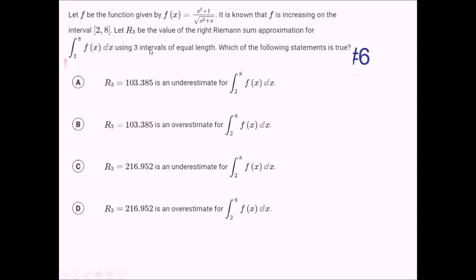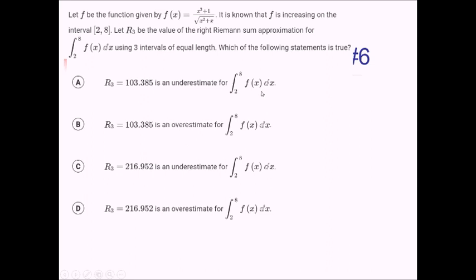All right, so we want to know which of these statements down here is going to be correct. And these statements, the main difference between them, if you look at them closely, we have 2 different possible values of R3, this 103 value and this 216 value. And the other possibilities are we have underestimates versus overestimates. So we can actually narrow this down to 2 answer choices right away.